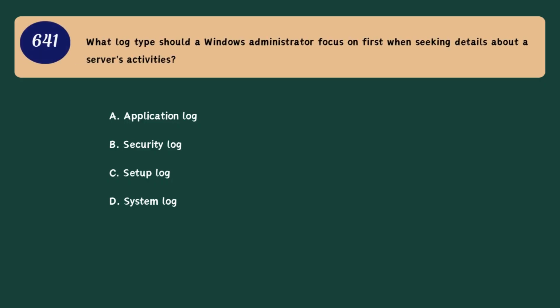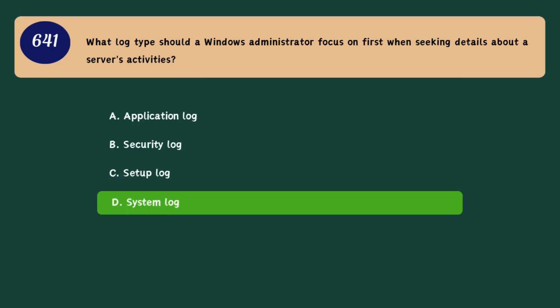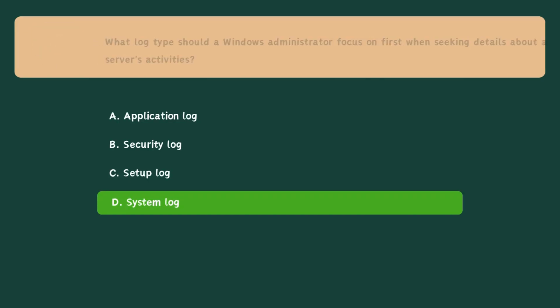Question 641. What log type should a Windows administrator focus on first when seeking details about a server's activities? A. Application log. B. Security log. C. Setup log. D. System log. Correct answer. D. System log.